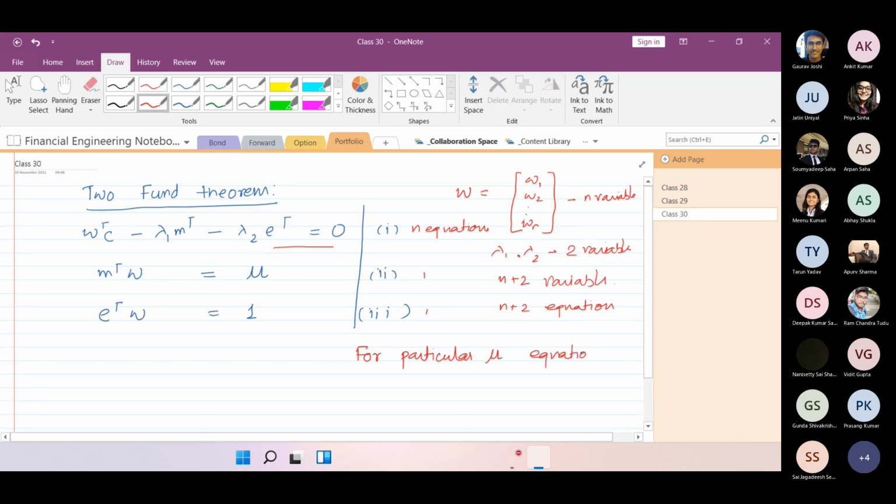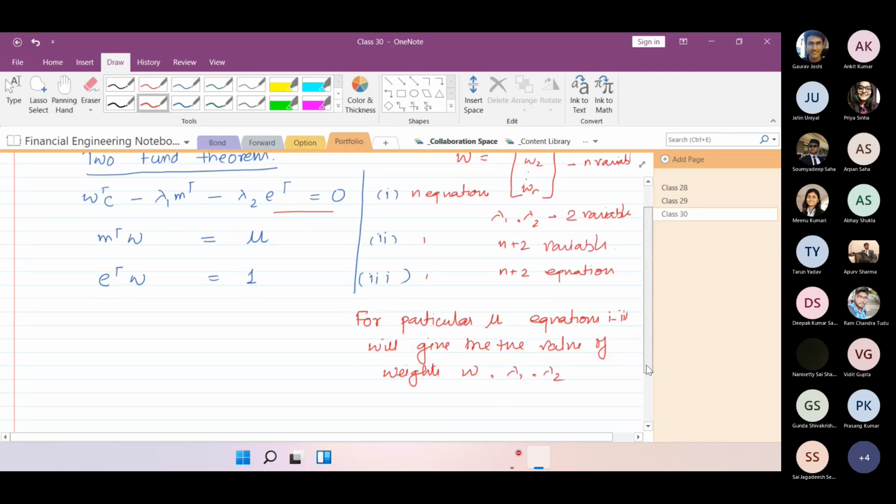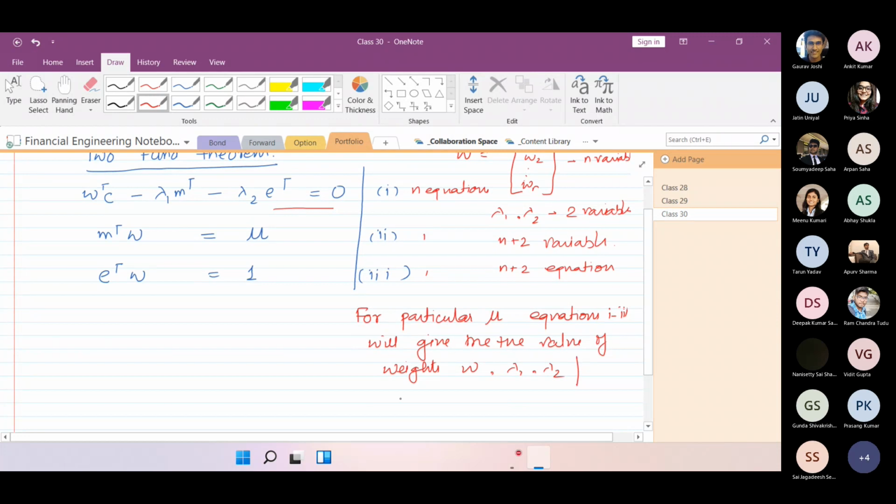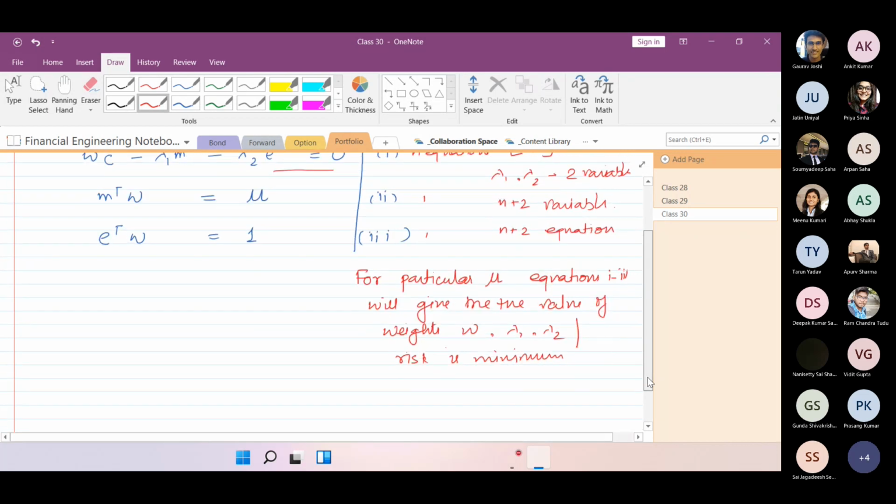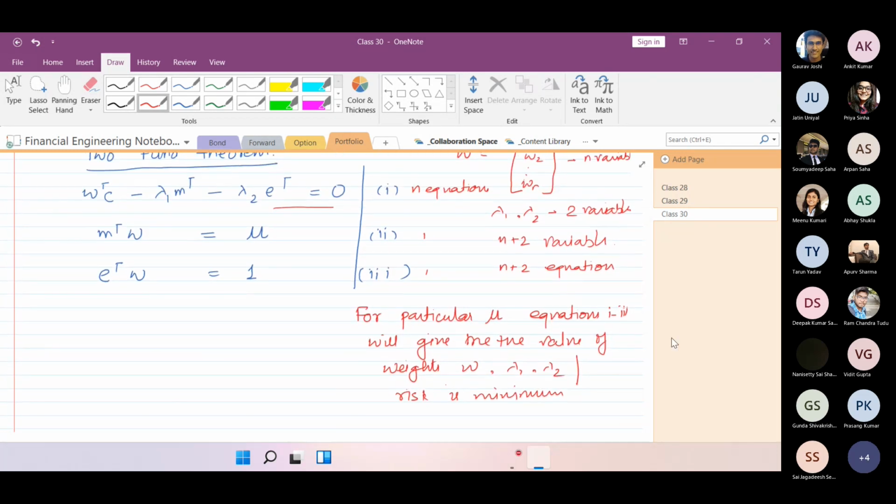equations 1 to 3 will give me the values of the weights, which is W, a column vector, then lambda 1 and lambda 2, such that the risk is minimum. This is the meaning of these three equations. Now what I'm saying is that suppose I have two sets of solutions.